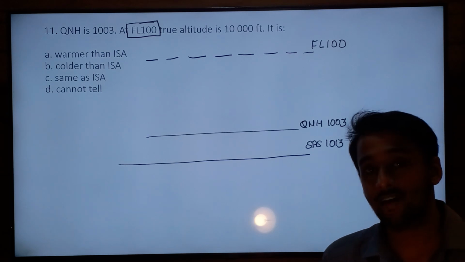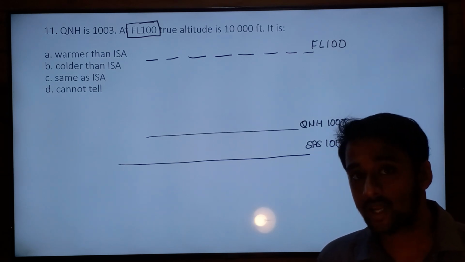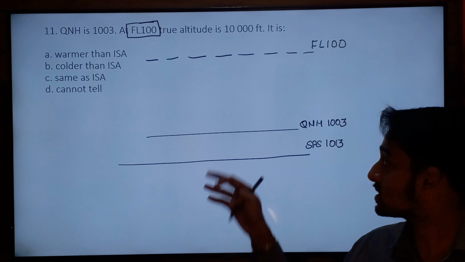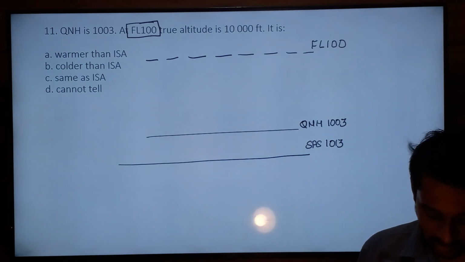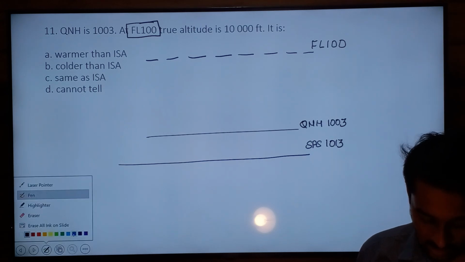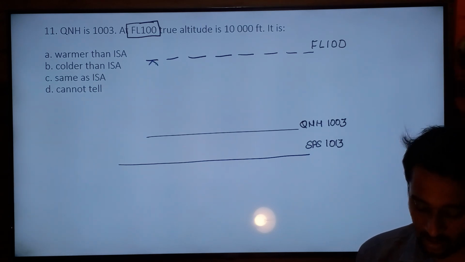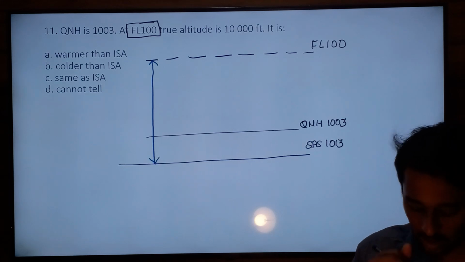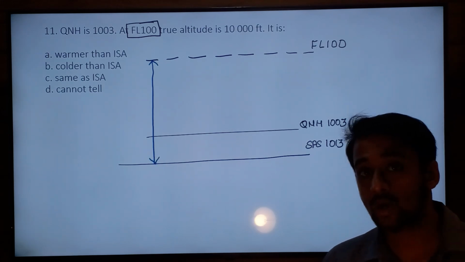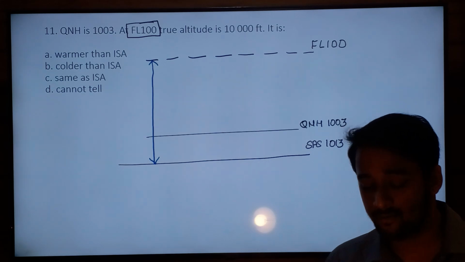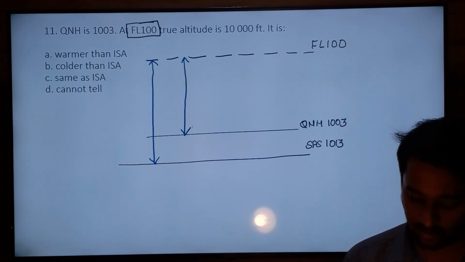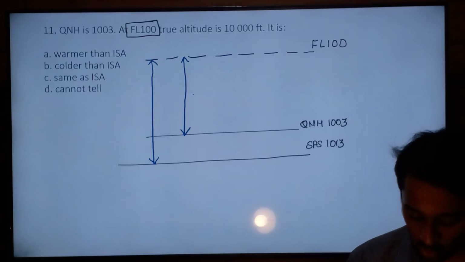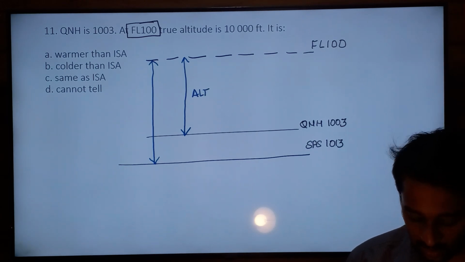Now, when you are talking about flight level 100, that vertical distance will be measured from the reference datum, standard pressure setting 1013. Whenever you are talking about flight level, the reference datum will be 1013. Whenever you're talking about altitude, the reference datum will be QNH. So this is your altitude, this is your flight level or pressure altitude.